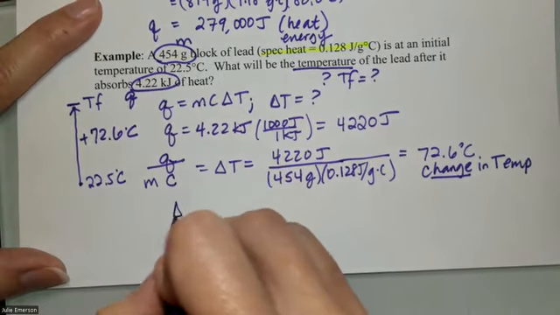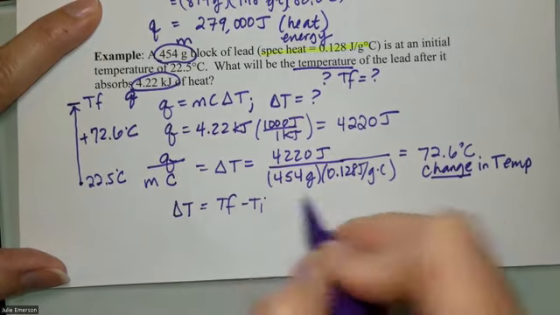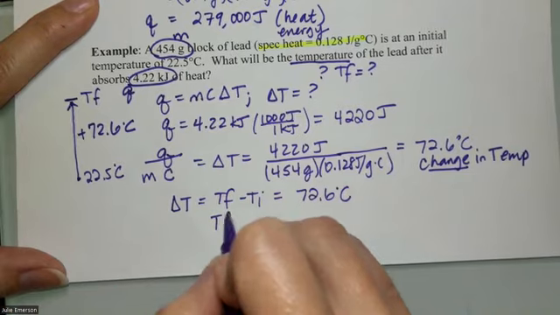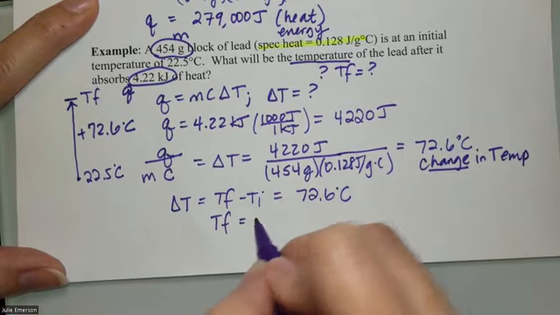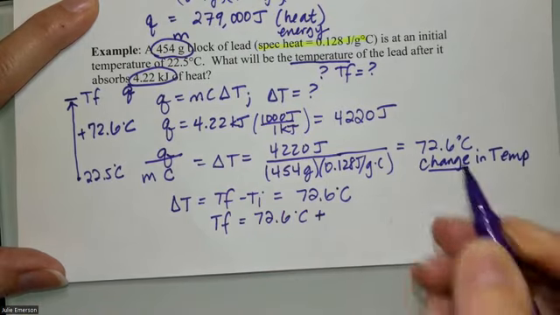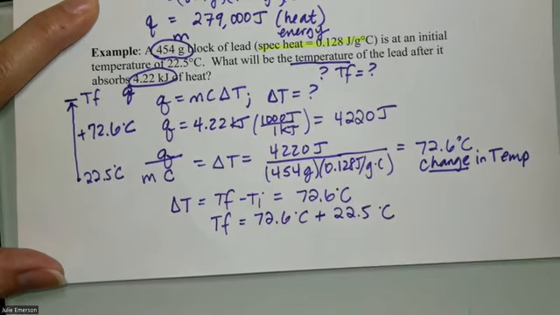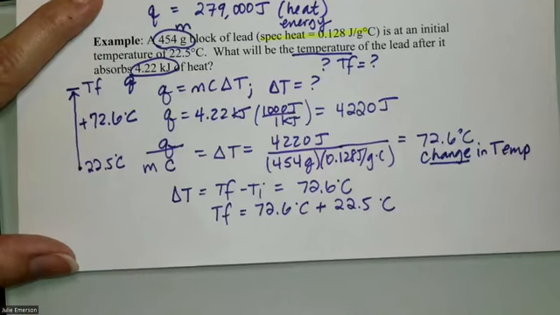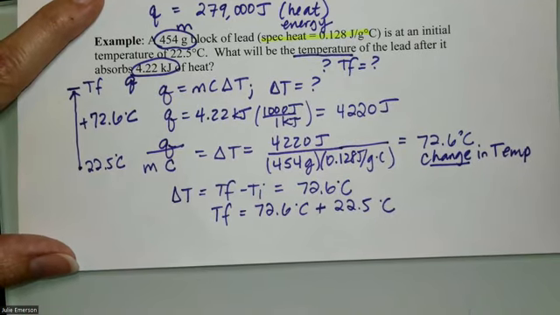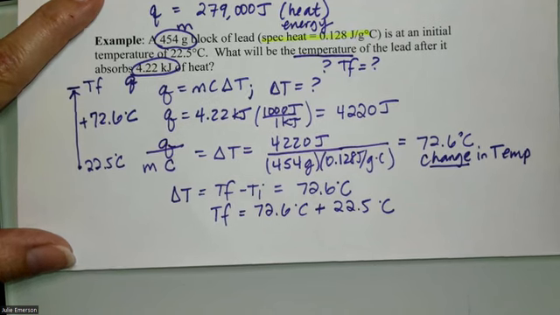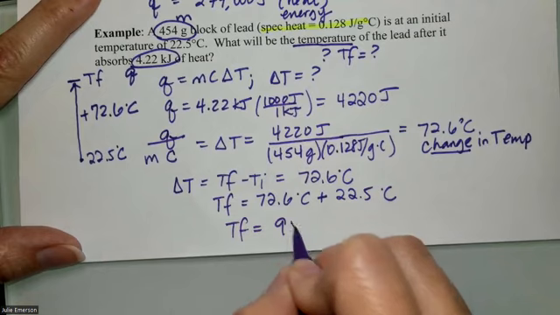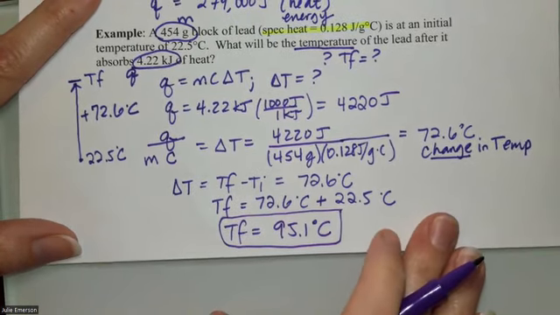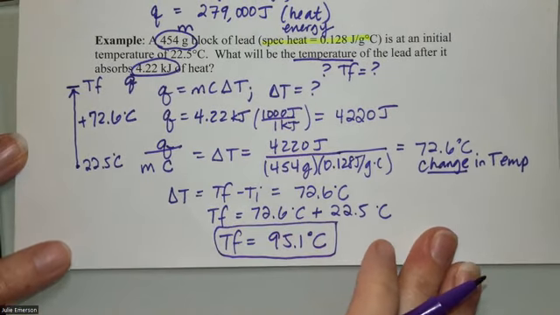So you can use the formula if you like. Delta T is final minus initial. That change is 72.6. So if I say final temperature is what I don't know, it would be 72.6, and then adding the initial temperature to both sides, adding TI and adding TI. So your change in temperature plus where you started. I started at 22.5. My temperature went up 72.6. That means my final temperature ended up at 95.1 degrees Celsius. So that's where my final temperature for the lead would have ended up after putting in 4,220 joules of energy.